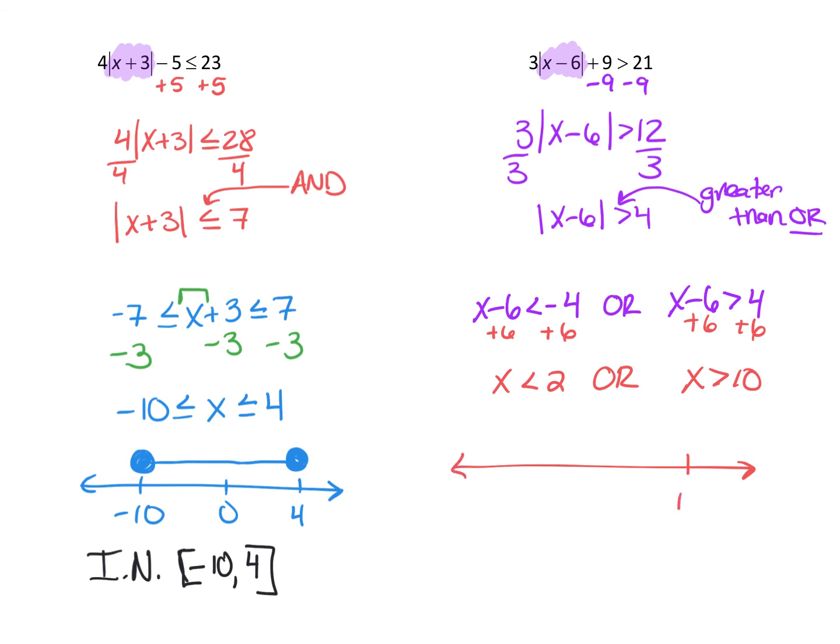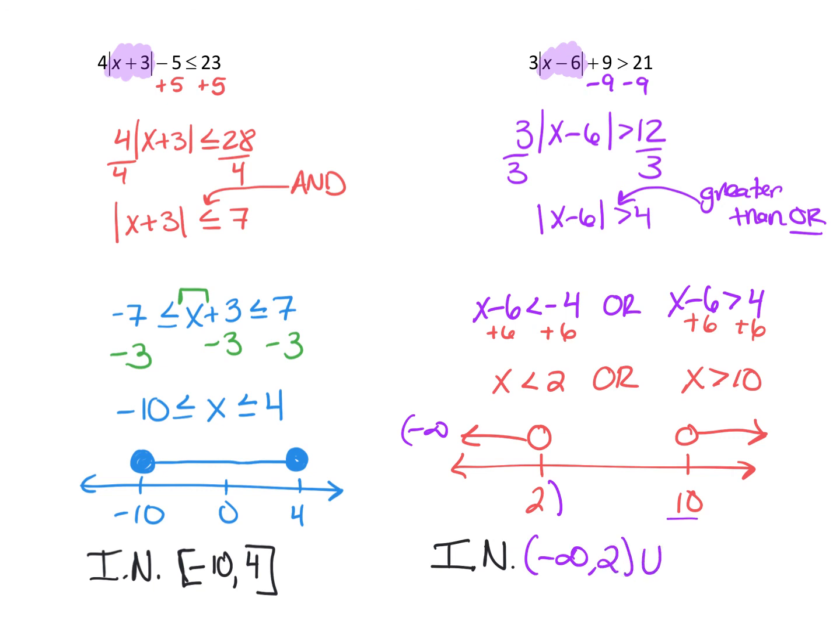So I'm going to have x is less than 2 with an open circle, and an open circle on 10, and x is greater than 10. To write the interval notation, I want to think about the fact that this is negative infinity to 2, union 10, and then it's going to the right forever, so 10 to infinity. I'm using round brackets on everything because infinities, we will always use round brackets, and 2 and 10 are not included, so we will also use round brackets on those.